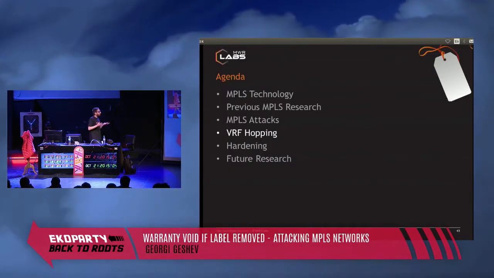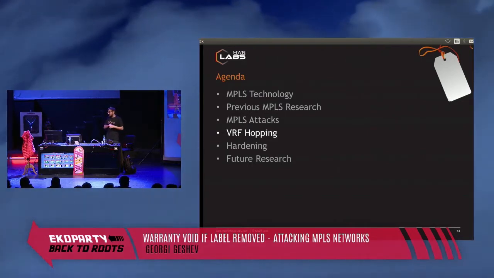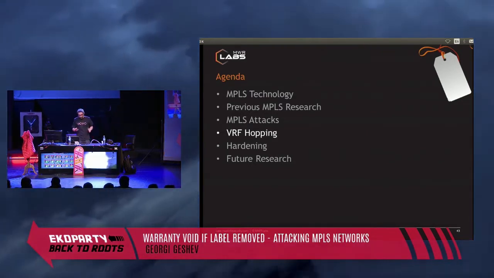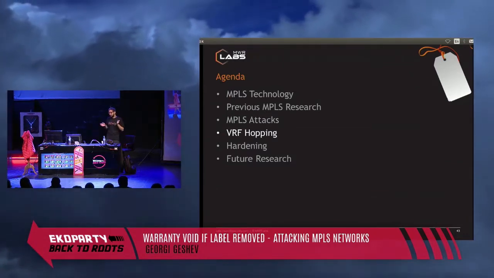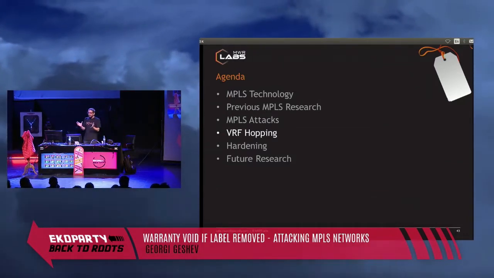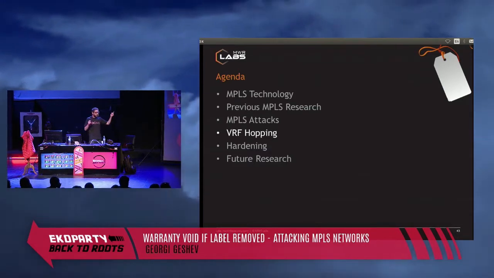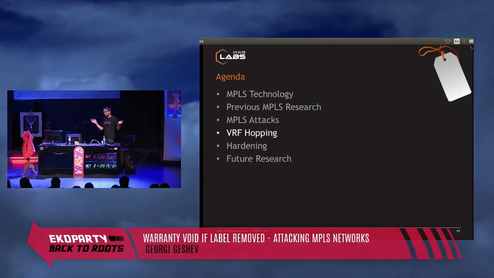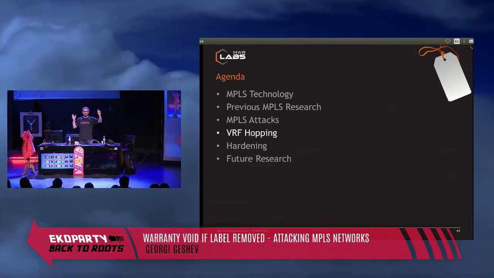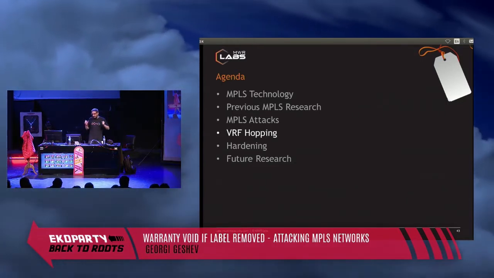So moving on to the more exciting stuff, which is VRF hopping. So far, it was mostly about MPLS reconnaissance. So revealing the internal structure of the service provider network. Something like number of intermediate devices, IP addresses assigned to these devices, etc.